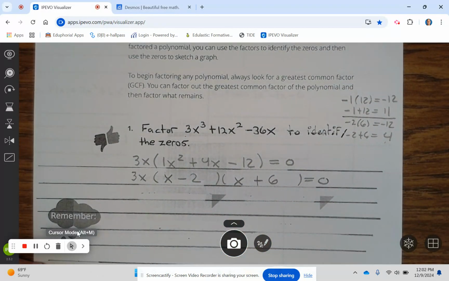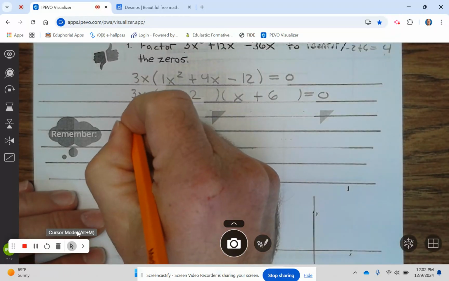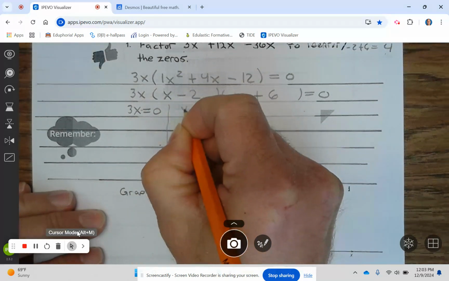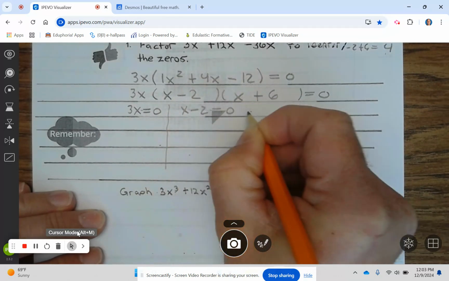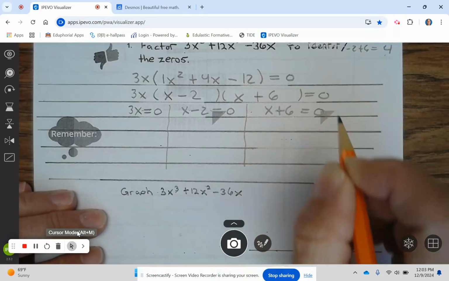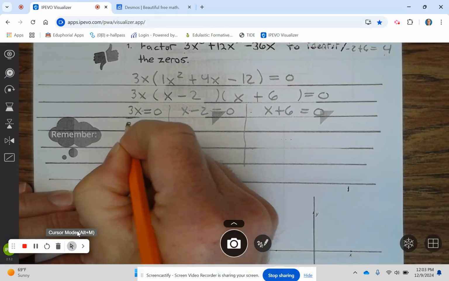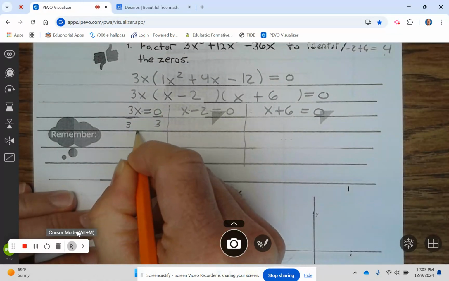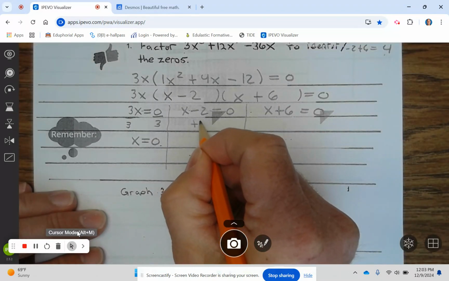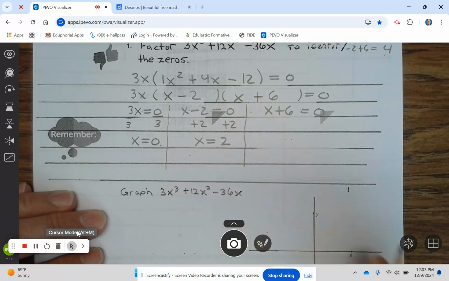We then set them equal to 0. So 3x equal to 0, x minus 2 equal to 0, and then x plus 6 equal to 0. Okay, we divide both sides by 3. x equals 0. Add 2 to both sides. You get x equals 2.